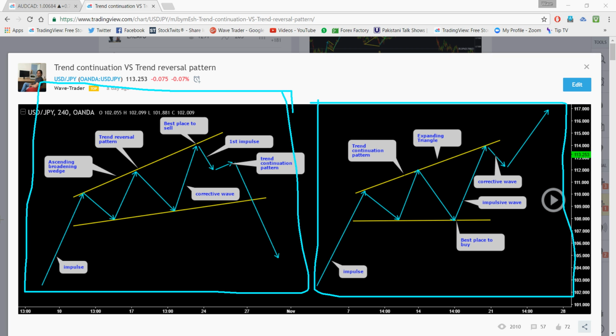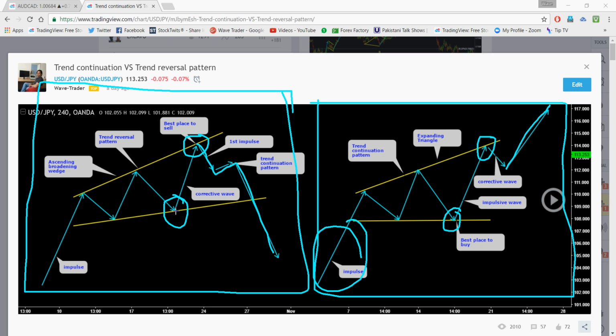When we see this trend continuation pattern, it means price is going to continue to the upside, continue with the direction of the previous trend. And when we see this pattern, it means that price is going to reverse into the other direction. The focus points on these two patterns are these two points, and they are really important to focus on.